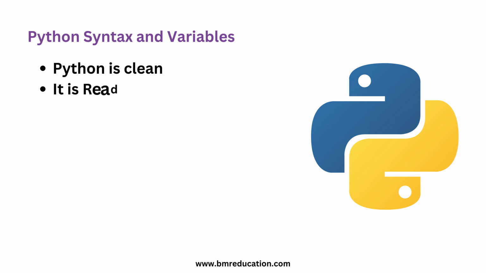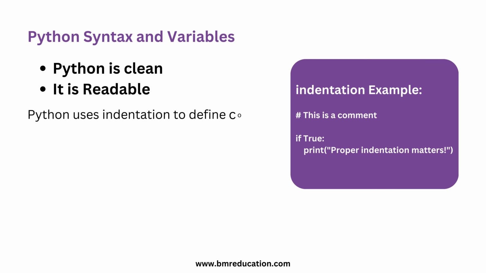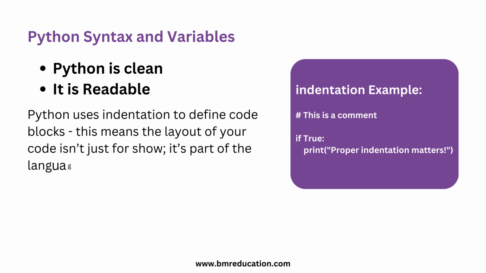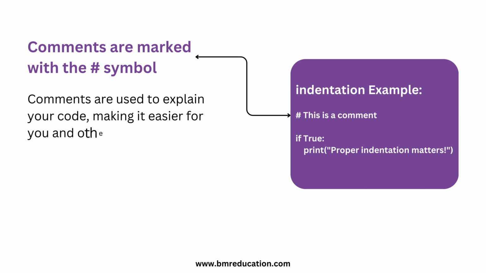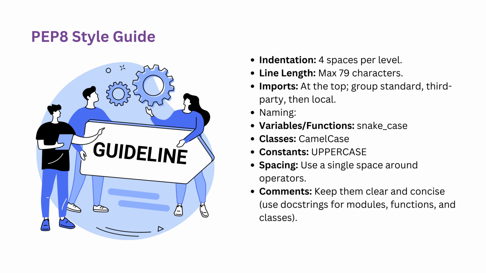One of the standout features of Python is its clean, readable style. Unlike many other languages, Python uses indentation to define code blocks. This means the layout of your code isn't just for show, it's part of the language logic. Comments are marked with the hashtag symbol and are used to explain your code, making it easier for you and others to understand what each part does. We'll also touch on PEP 8, the style guide for Python, to help you write clean, readable code.